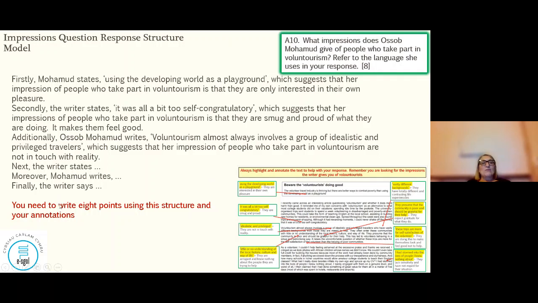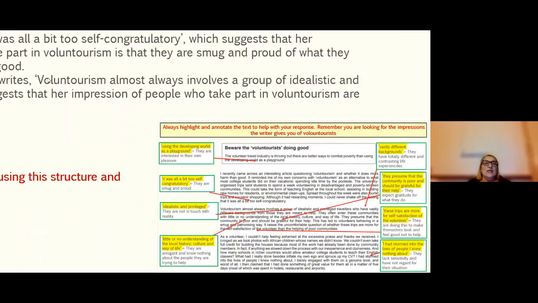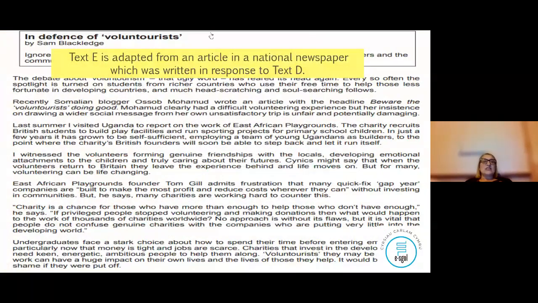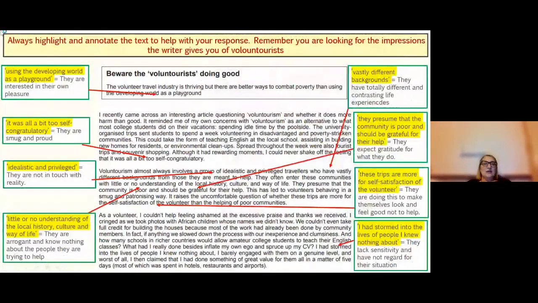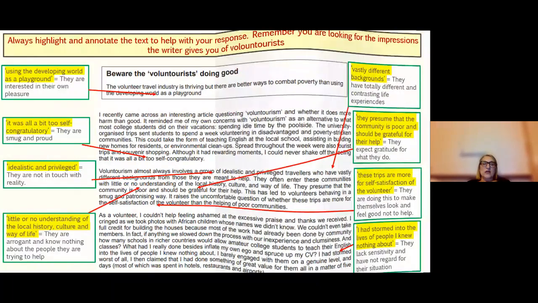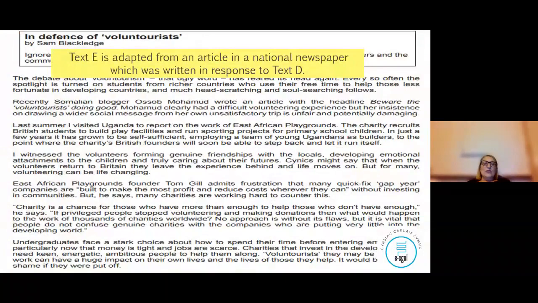Okay, and then I would expect, using different connectives, you can repeat some of the connectives if you want to, as long as you're not using the same ones over and over again. I would expect 8 points to be written using that structure. Okay, so our next text then is the final text, which is text E. It's an article in a national newspaper which was written in response to text D. So this was text D, a kind of negative view on volunteers, and this is text E now, which is a response to text D.